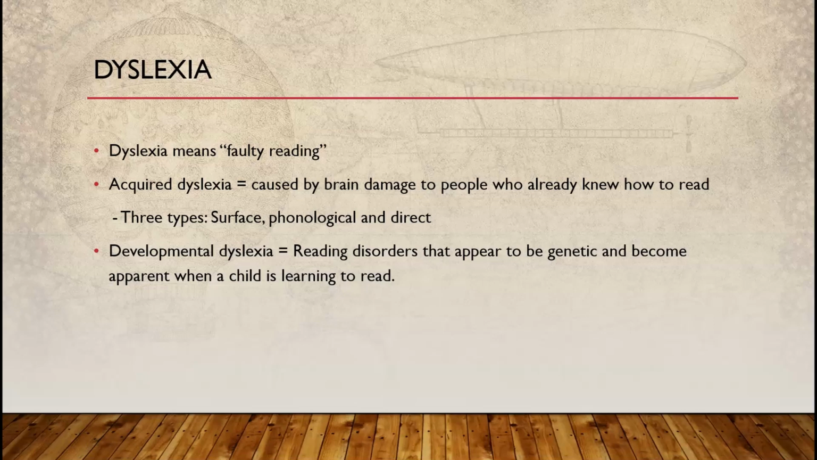And dyslexia basically means faulty reading, and you can acquire dyslexia via brain damage, and these include surface, phonological, and direct. And then you also have developmental dyslexia, which is reading disorders that appear to be genetic and become apparent when a child is learning to read. So it runs in the family, basically.